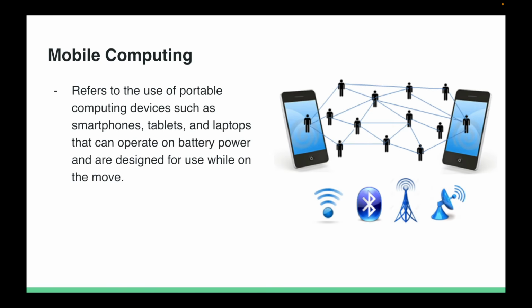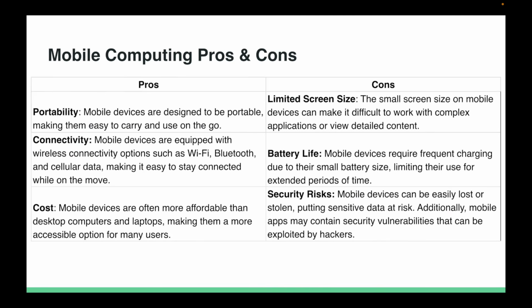Now, the next type of computing paradigm is going to be mobile computing. So mobile computing is pretty straightforward. It involves using portable computing devices such as smartphones, tablets, and laptops, although generally, we're going to be talking more about the use of smartphones. They can operate on battery power and are designed for use while on the move. Now, there are a few pros and cons. Some of the pros are portability. Then we've got connectivity. We can connect to networks or the internet using Wi-Fi, Bluetooth, and cellular data while they're moving around. And then cost.